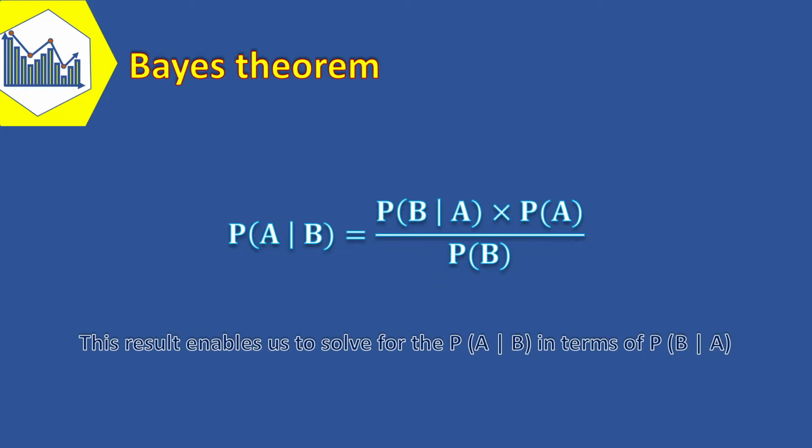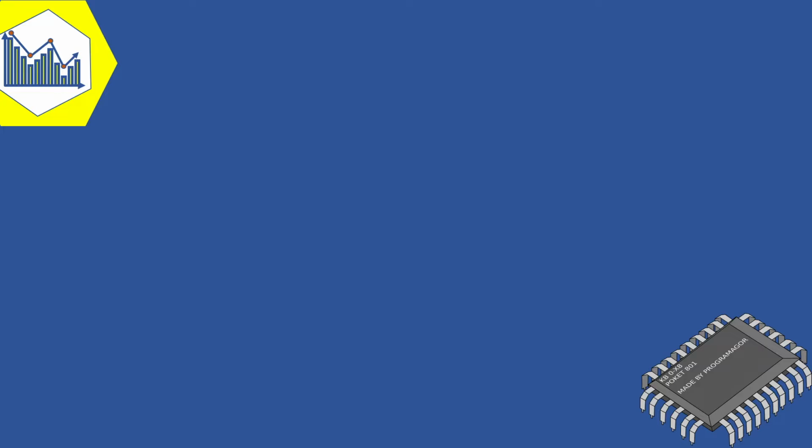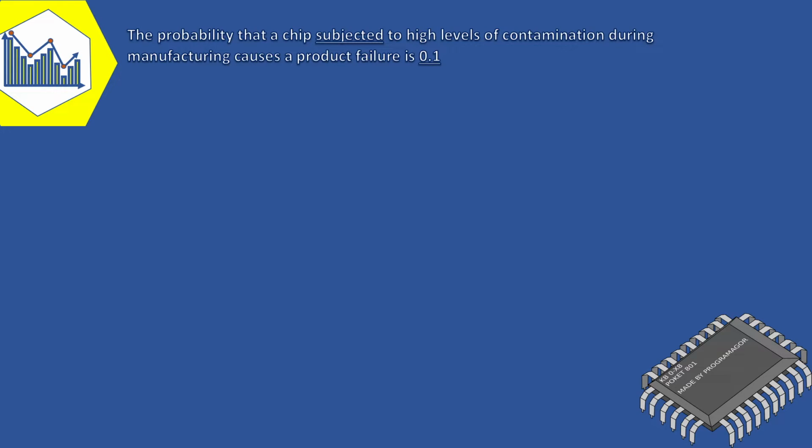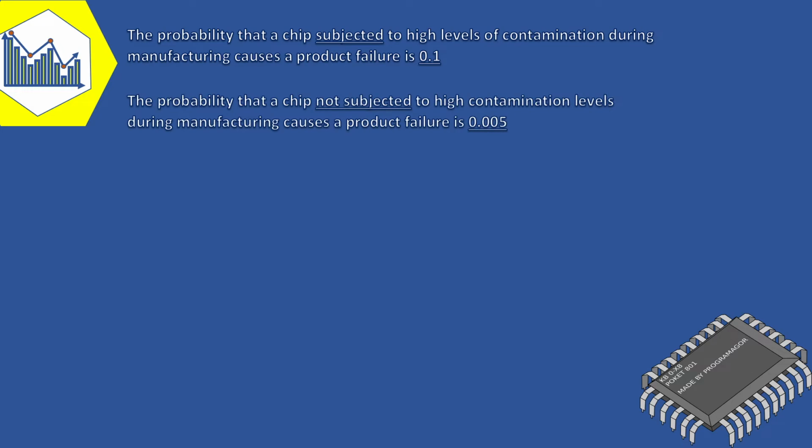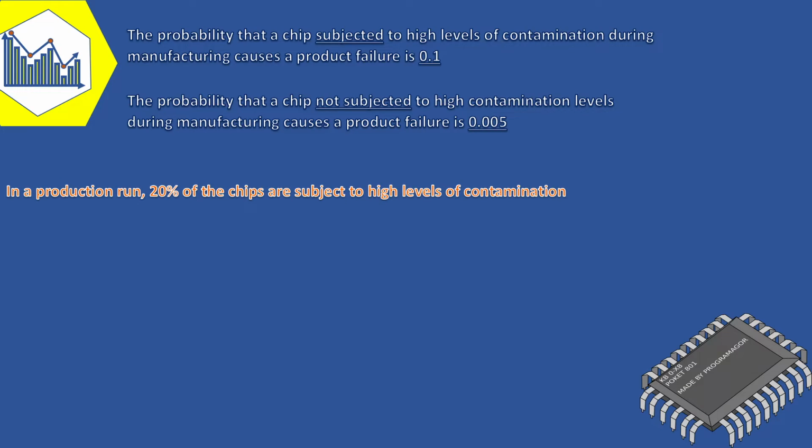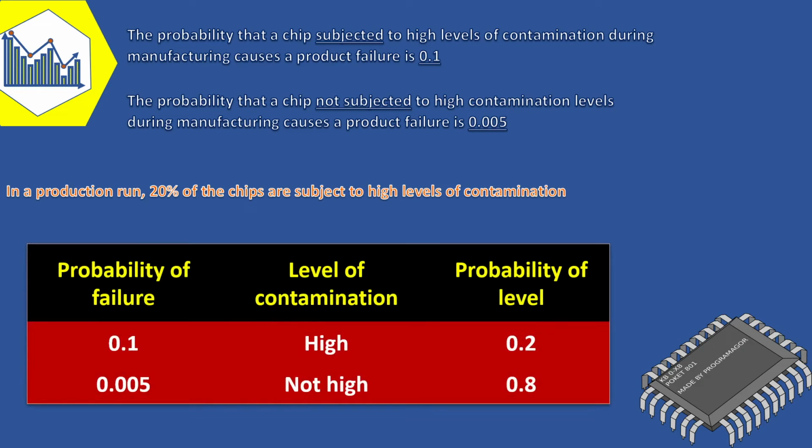Now, suppose that in semiconductor manufacturing, the probability is 0.1 that a chip subjected to high levels of contamination during manufacturing causes a product failure. The probability is 0.005 that a chip not subjected to high levels of contamination during manufacturing causes a product failure. In a particular production run, 20% of the chips are subject to high levels of contamination, and 80% of the chips are subject to low levels of contamination. Actually, this table summarizes all I have been saying so far.